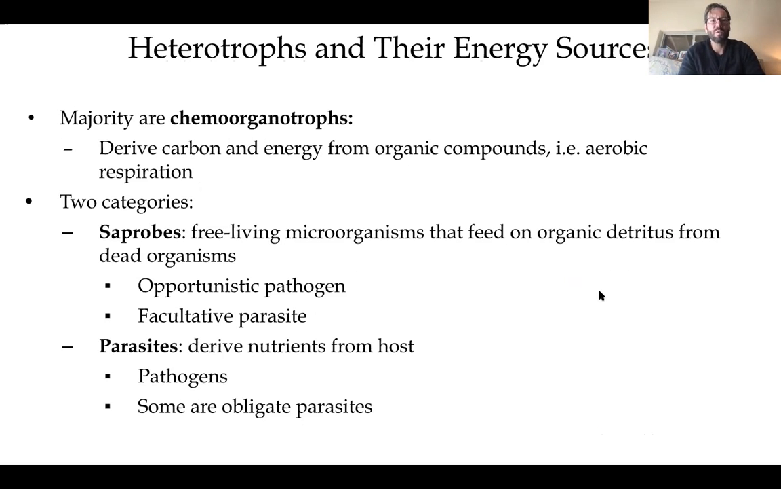All right. So when we're talking about heterotrophs, now remember, what are heterotrophs? Those are things that rely on other living things to get their source of carbon. The majority are going to be chemoorganotrophs. Wow, now we're really slinging some fancy words here, but a chemoorganotroph is going to get its carbon and energy from organic compounds. Okay. And more likely than not, it's going to have aerobic respiration. So it's going to be requiring oxygen.